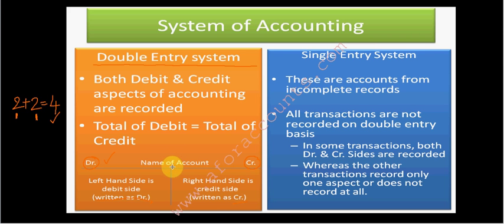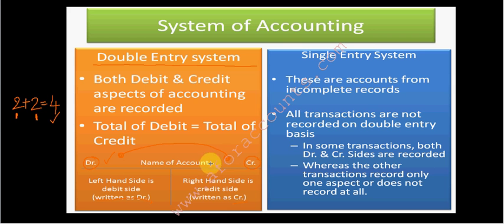So for now, just remember that one side is the debit side, which is the left hand side, and the other side is the credit side, which is the right hand side. And for every debit there has to be an equal and opposite credit. That is known as your double entry system.